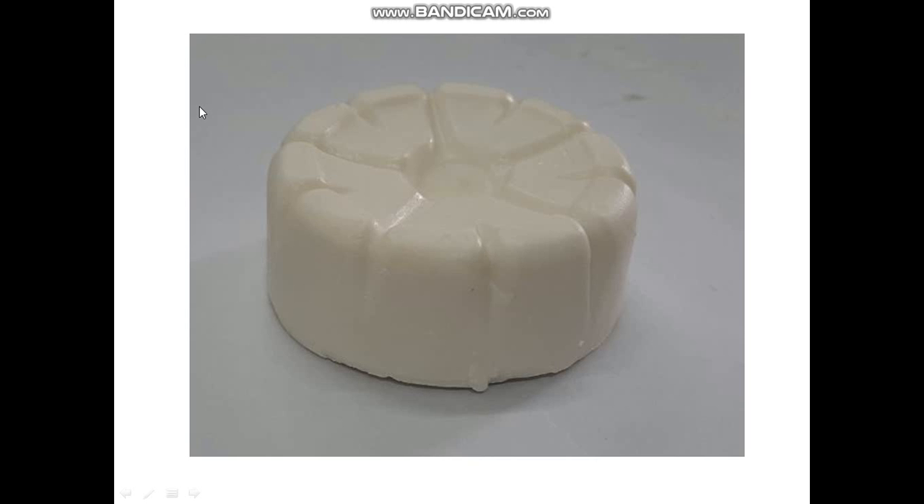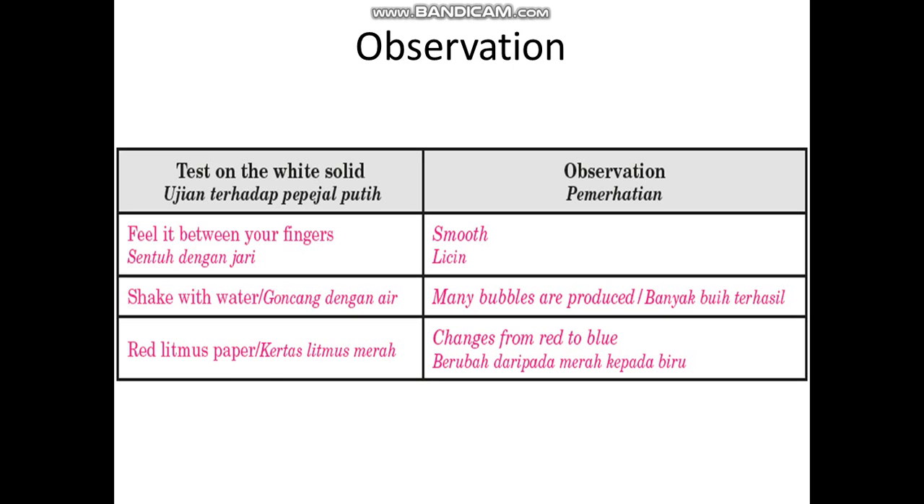So, next. This is the soap which your senior produced during the last year. And you guys have this chance to make this soap. Next. These are the observations after you produce the soap. You feel it between your fingers, or you may shake with water, or you may test with red litmus paper. These are the observations.